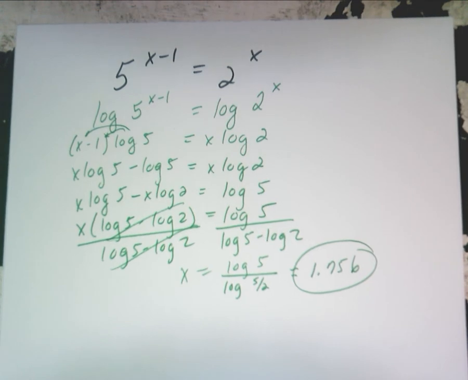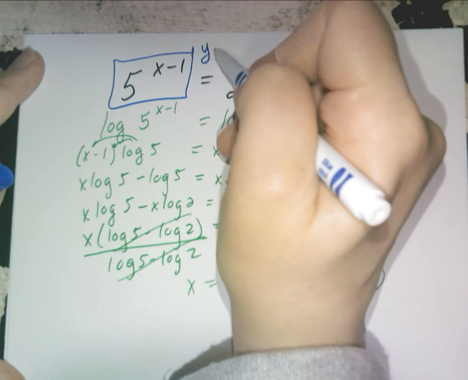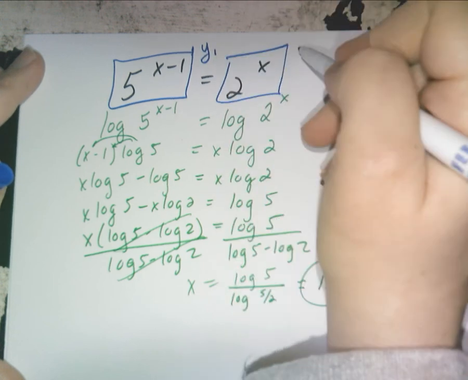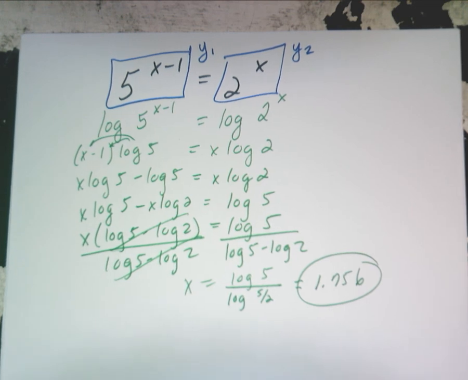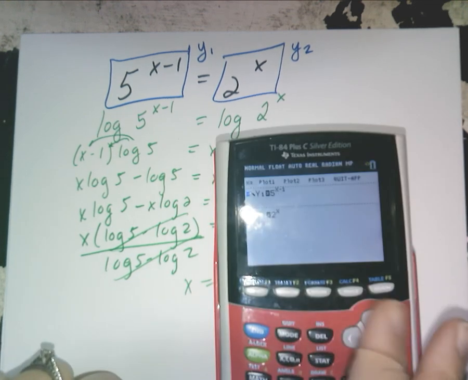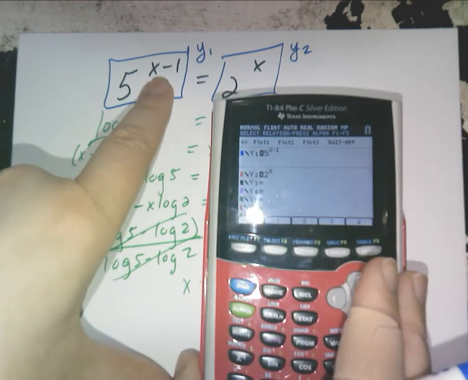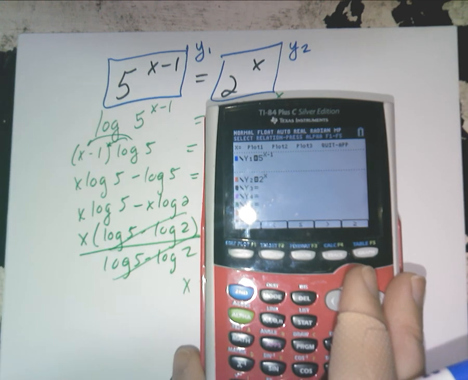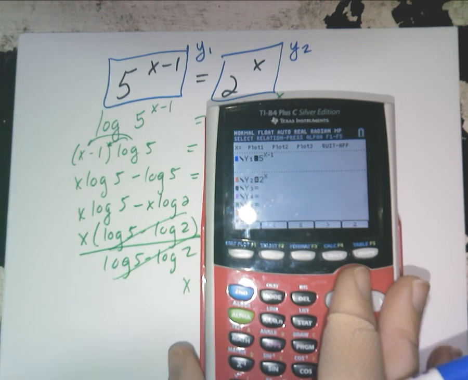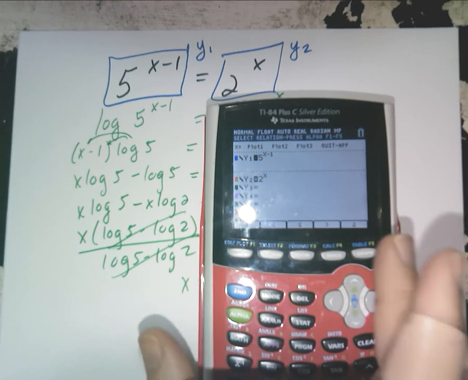Can you put this into Y1 in your calculator and put this into Y2? I'm showing you this because this is also on the next quiz and I'm about to blow your mind. Put 5 to the X minus 1 and then put Y2 as 2 to the X. Everybody do this because I'm telling you it's going to be awesome. And then when you're done, hit graph.